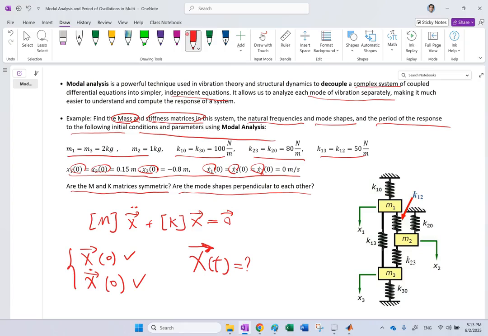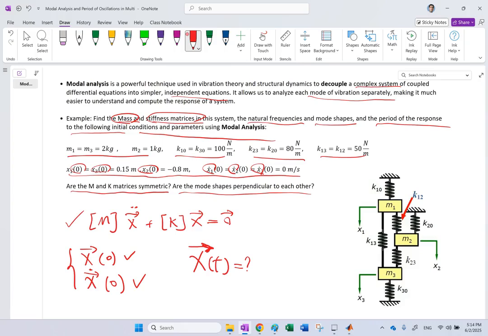So how do we do that? First thing is, what is the M matrix, what is the K matrix in this case? And one of the things I have shown you in my other videos is here you're going to draw 3 separate FBDs for M1, M2, M3. And then from the FBDs, you write 3 separate differential equations, and then you rearrange those equations into this matrix format, and then from there you can find M and K.